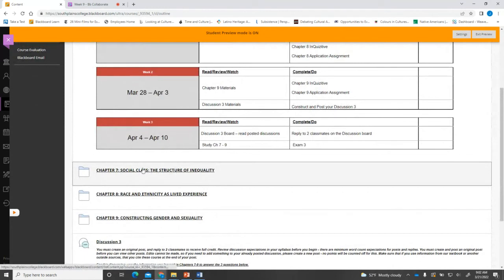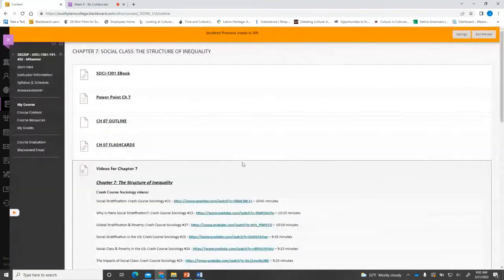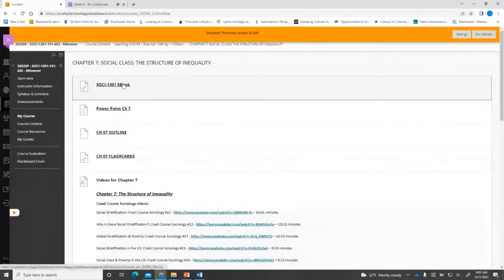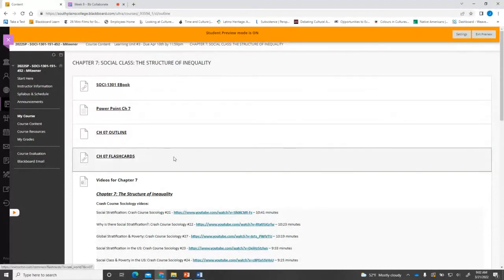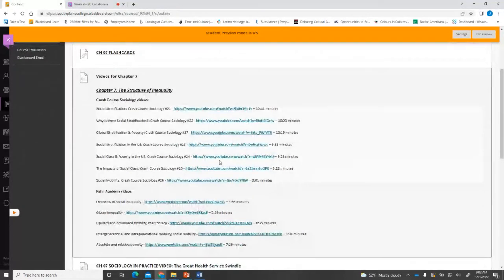Chapter 7 is about social class. So when you click into this folder, you're going to see you have your book that you can access, your PowerPoint, which is embedded. You have an outline, you have flashcards, and you have videos. So you have everything you need to learn about social class through a sociological lens, all right? I really encourage looking at the videos. I know there's a lot, but this chapter covers a lot, okay?